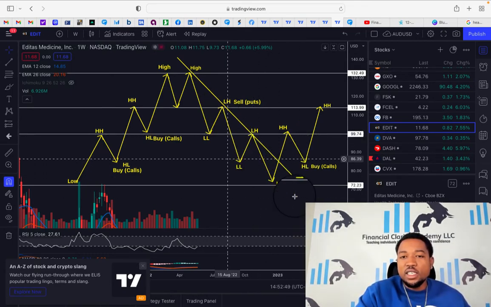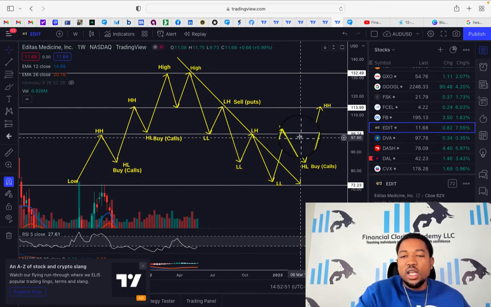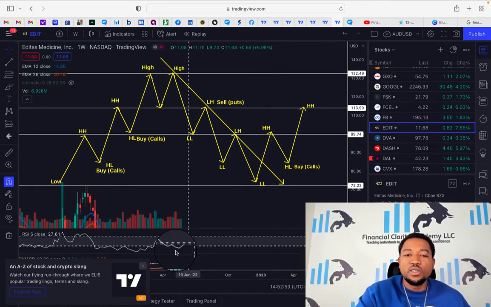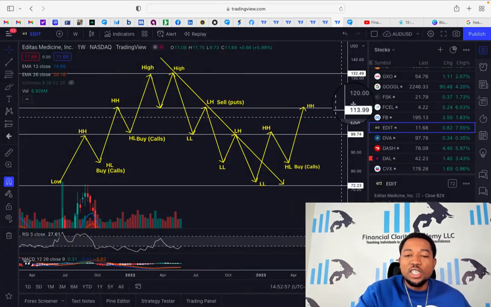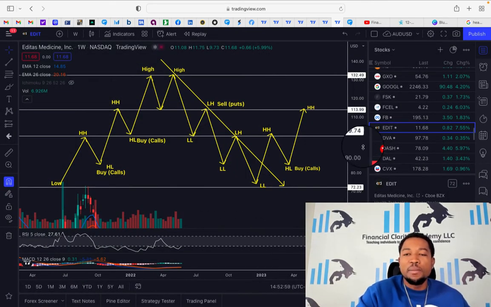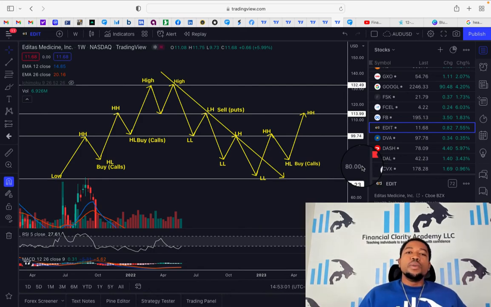And even look at this example. This is inverse head and shoulders. Inverse head and shoulders shows a reversal from bears to bulls. I'll show you guys more about these patterns and describe them more as we go along in the YouTube channel.